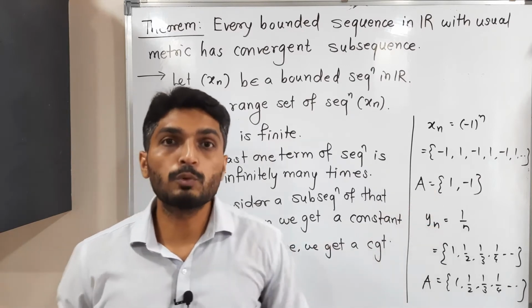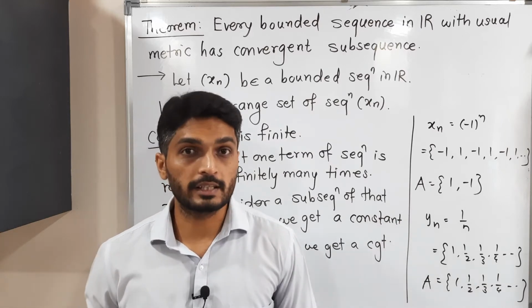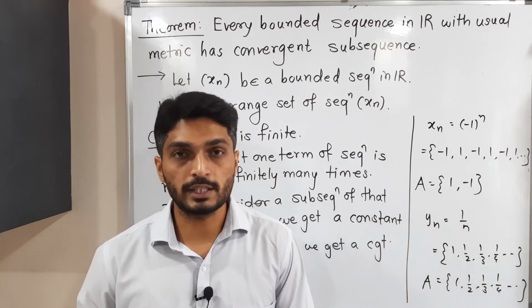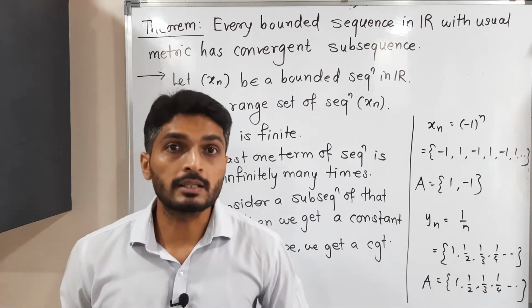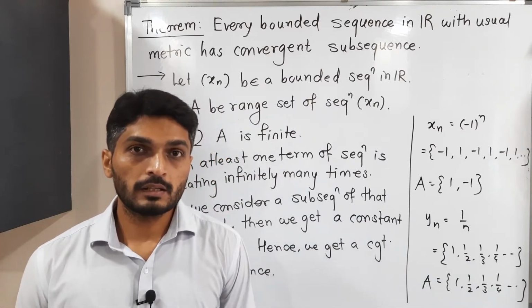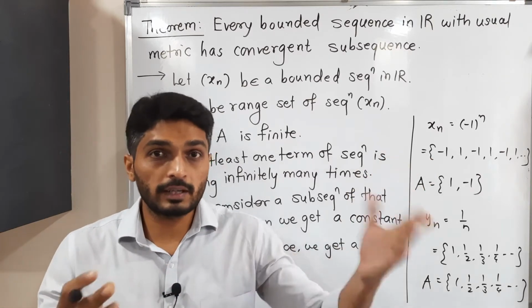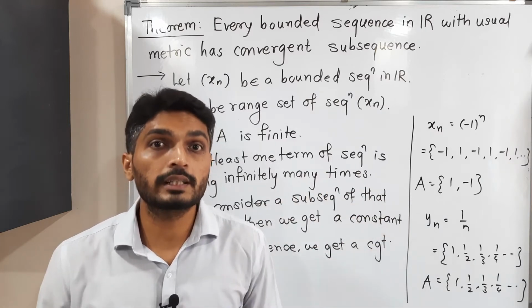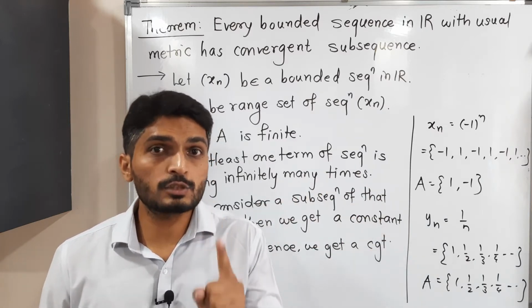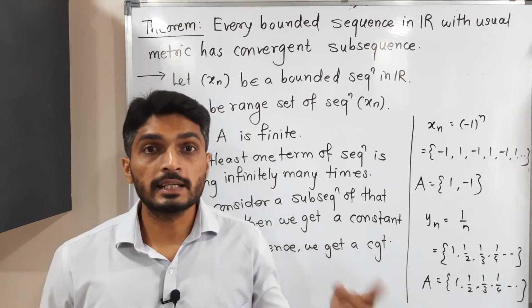So there will be two possibilities. Either the range set is finite or the range set is infinite. So there are two possibilities for any sequence. Here I am considering the first case, range set A is finite. If the range set is finite, but in the sequence there are infinitely many terms, so we are generating infinite terms with the help of finite terms. That means at least one term in the sequence is repeating infinitely many times.